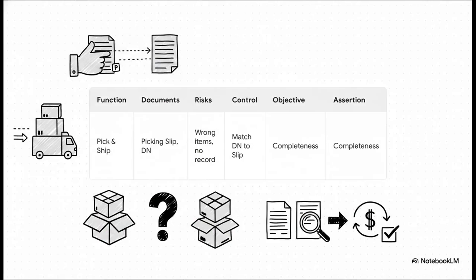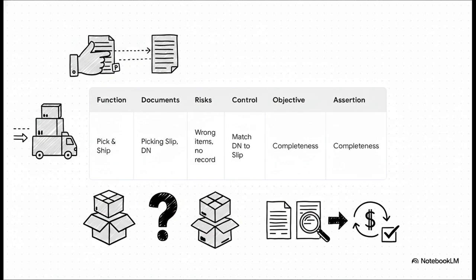All right, let's break down the warehouse matrix. The main function here is picking and shipping, using the picking slip and the delivery note. The massive risk: inaccurate picking. Sending the wrong items, sending the wrong quantities, or worst of all, sending goods out the door without recording them at all. So the key manual control is a rigorous physical cross-reference.